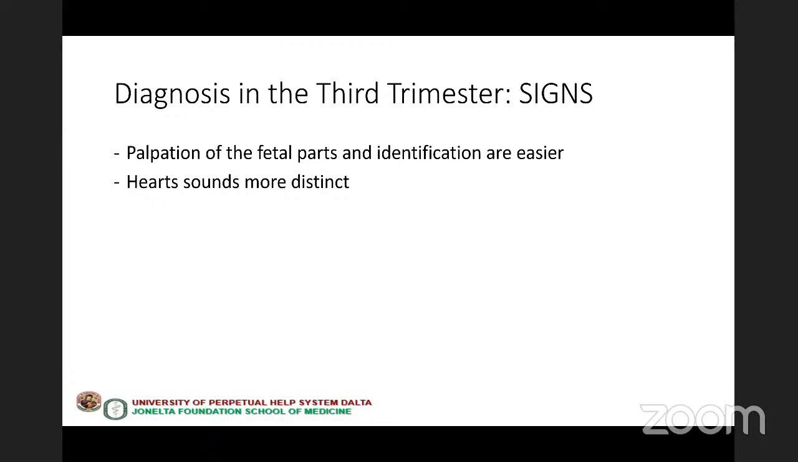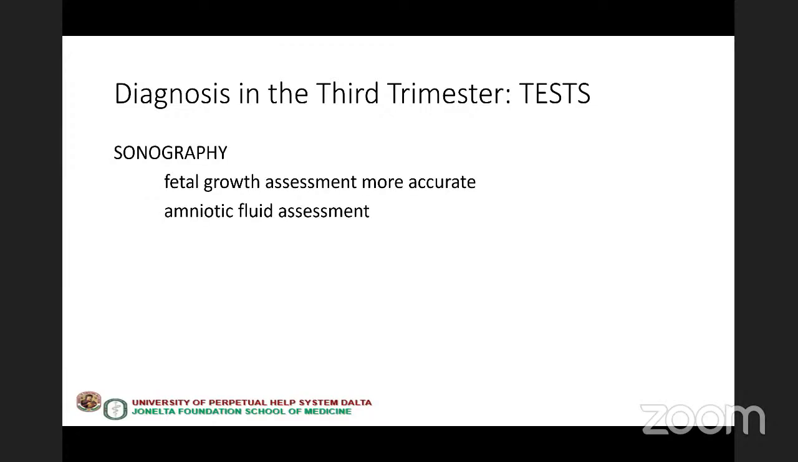Okay. Easier to palpate fetal parts, easier to detect your heart sounds. Sonography, you check for your fetal growth assessment, which is more accurate. And it's important to look at your amniotic fluid assessment. Your amniotic fluid normally would peak at 38 weeks and then would slightly decrease at 40 weeks. That's why it's important to determine your AFI, especially if the patient is past the due date.